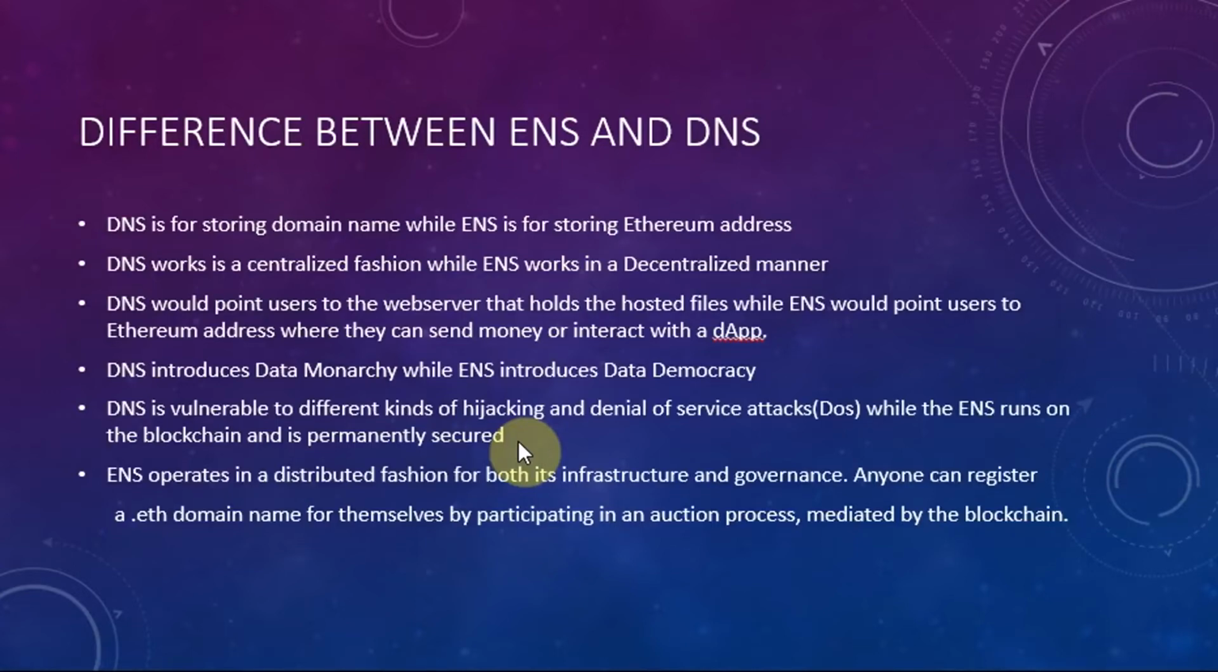So the ENS will point users to Ethereum addresses. And then of course, we have two kinds of Ethereum addresses. We have the externally owned address, and then we have the smart contract address. So if the ENS points you to a smart contract address, then of course you know that you are going to interact with a DApp, a decentralized app, in that manner. But if it points you to just an externally owned address, possibly you might be sending some Ether for a business transaction, or to a friend, or whatever.